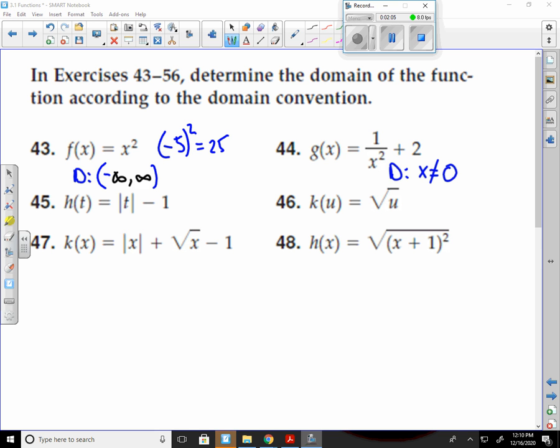So that tells us that every other number works, but whenever you put the equal sign with the slash, that means not equal to. So it says the domain is everything except when x equals 0, or x cannot be equal to 0. Everyone good with that one?